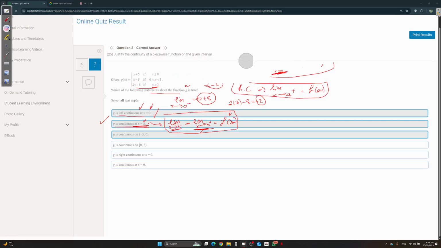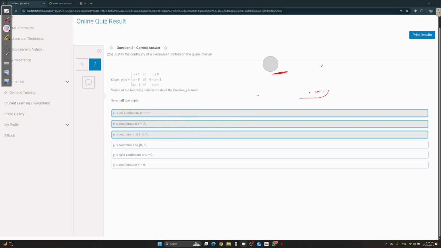Alright, the third one, let me erase a bit. g is continuous on what intervals? When you have an interval, when you say minus 3, 0, that means it's continuous for all numbers between minus 3 and 0. Are minus 3 and 0 included? No, they're not included. Why? Because we used parentheses. Parentheses means you don't include these numbers. If it was square brackets, then it means include these numbers.